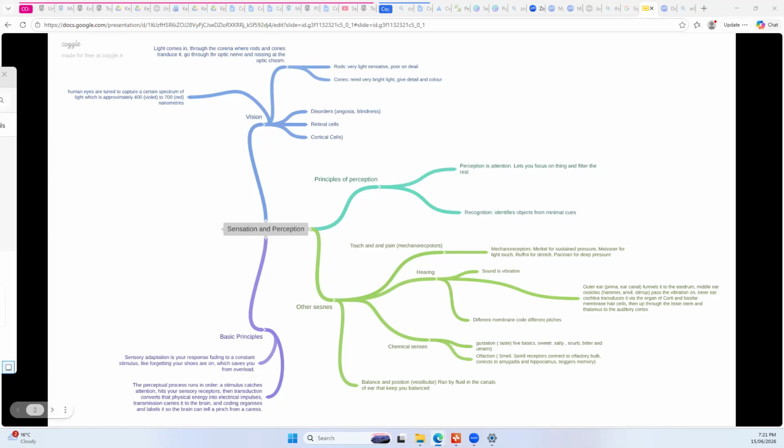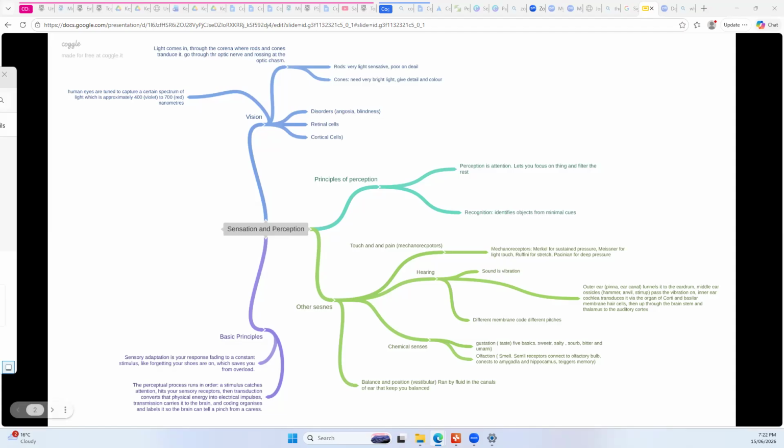And then for the chemical senses, I split gustation, where I listed the five basic tastes: sweet, salty, sour, bitter, and umami, and olfaction, which is smell. I listed how the smell receptors connect to the olfactory bulb, which connects to the amygdala and hippocampus and triggers memory, which I found very interesting. I thought it was important to note that smell can trigger memory powerfully on account of its connection to the amygdala and the hippocampus. And I also included that balance and position are run by the ear fluids.